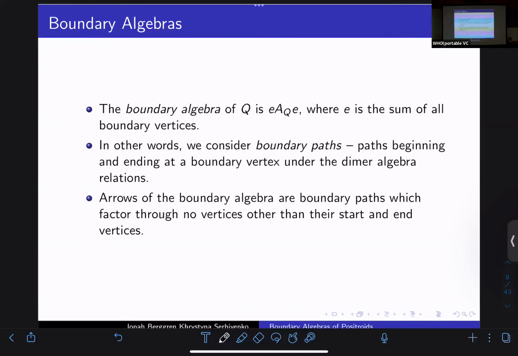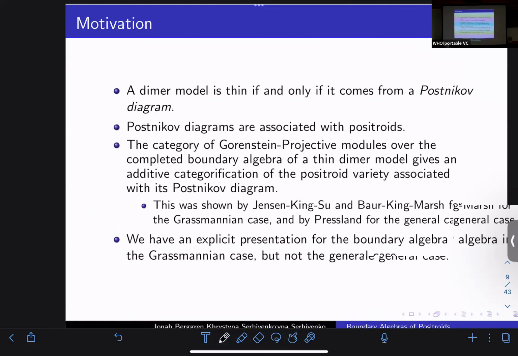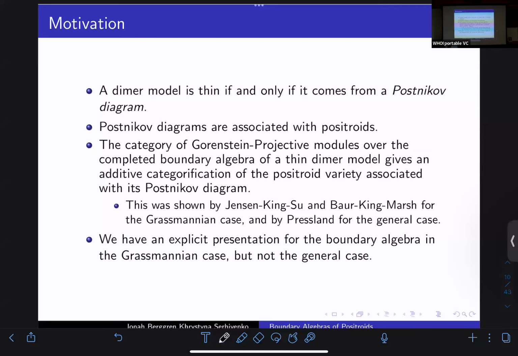And our Gabriel quiver is going to be a little bit messed up when we do this because, of course, we're removing all of the internal vertices. And the arrows of our Gabriel quiver are going to be the boundary paths such that no matter how I morph them, I can't make them go through any boundary vertices except for their start and end. Okay, we know enough to know what we would like to know.